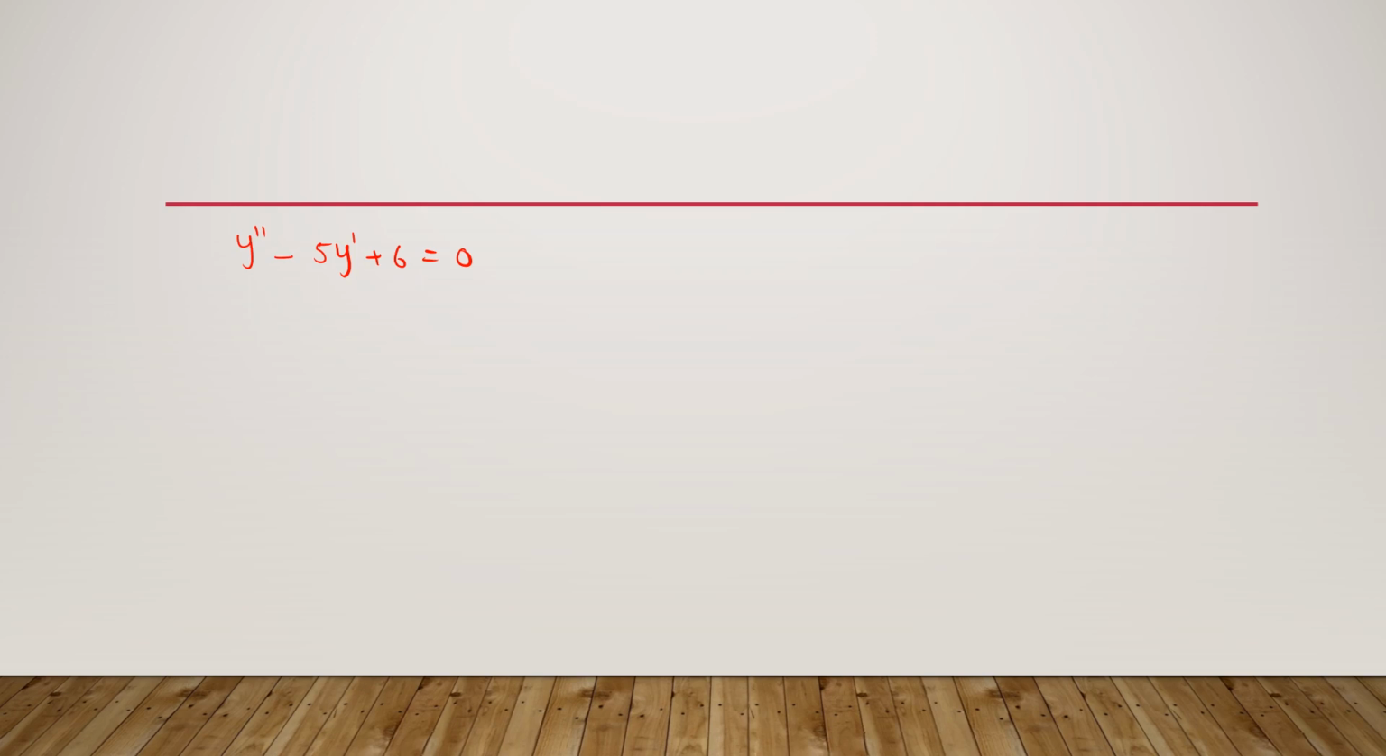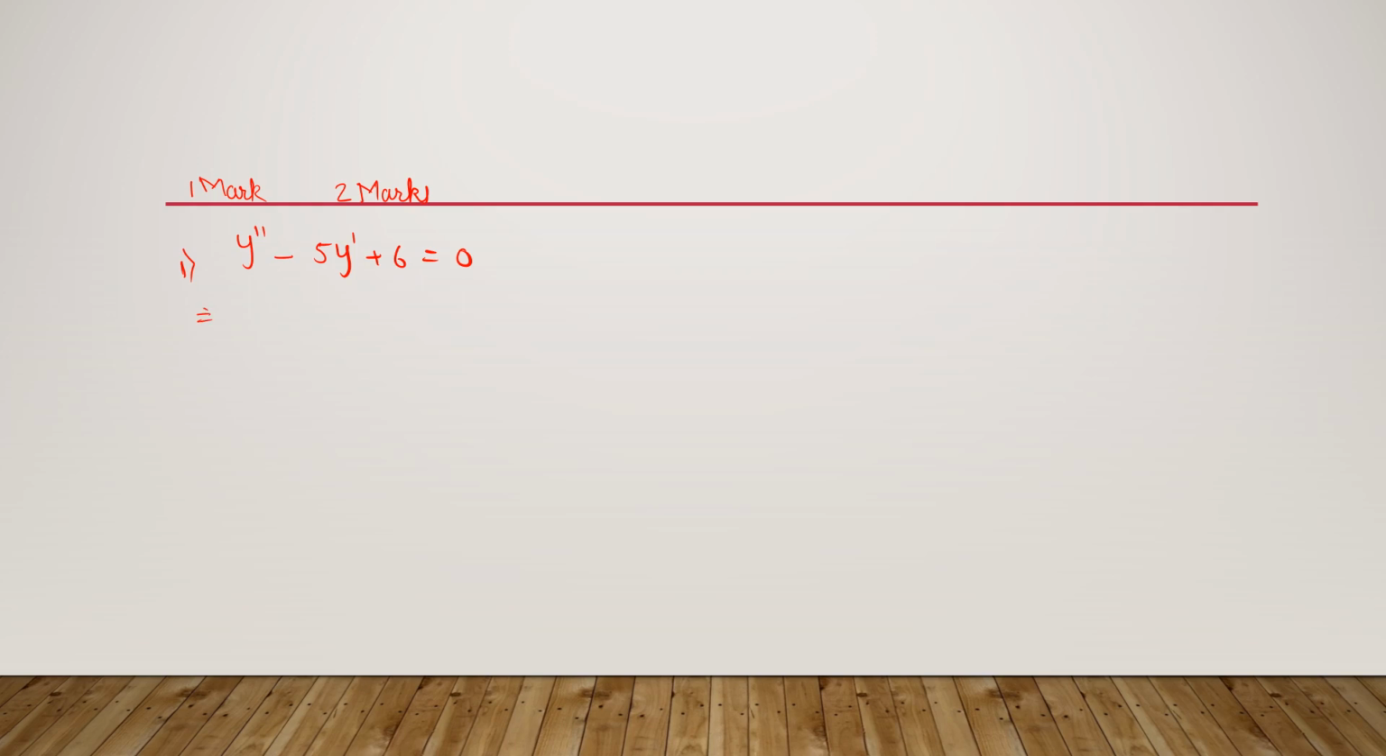Only they will ask it for GATE, and for the GATE examination they will ask it for 1 mark, and for the SET examination they will ask it for 2 marks. So let's consider this example: y'' - 5y' + 6y = 0.